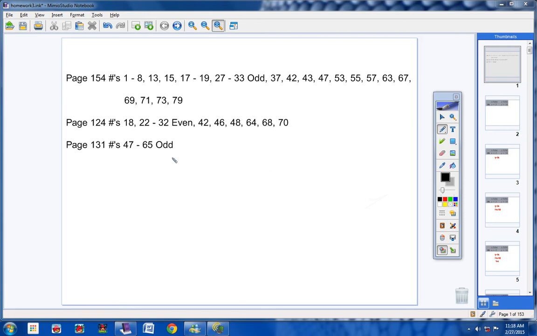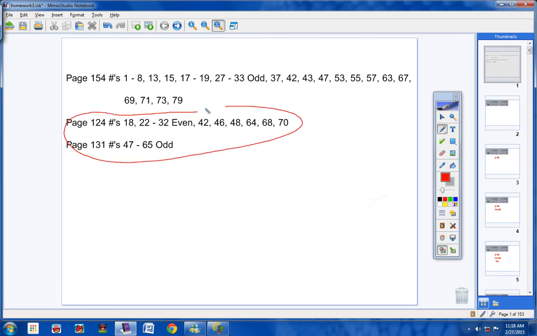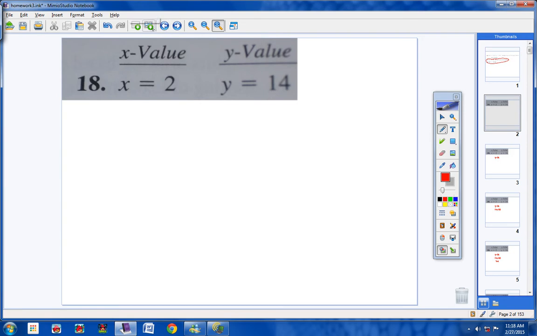Review sheet help video. We're going to focus today on the last two pages of the review sheet, page 124 and page 131. So let's go ahead and get started. Here we go. On page 124, let's start off by looking at number 18.